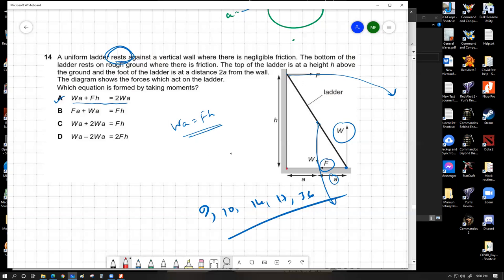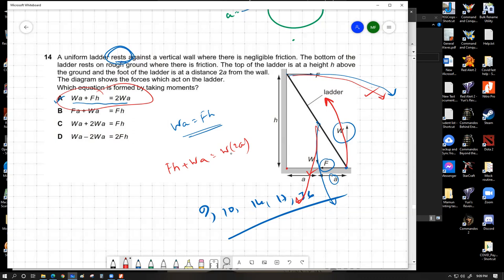So if you consider the moments produced about this point, which they considered, you're going to get this equation. FH produces a clockwise moment. WA produces an anti-clockwise moment. W into 2A produces an anti-clockwise moment. So we have two clockwise moments, FH and WA. So I'm going to write this: FH plus WA, which is coming from this and this, should equal W into 2A, which basically gives you this equation. So it's up to you which point you want to take the moments about. Ultimately, you'll get the same exact answer.